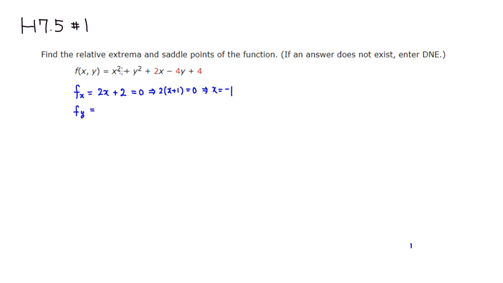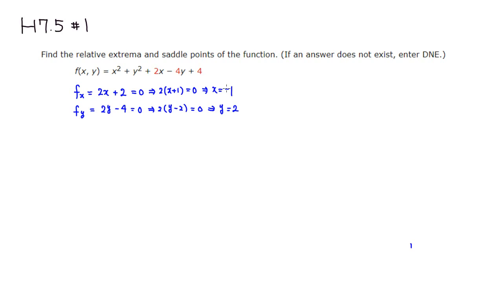The partial of x squared with respect to y is 0, and the partial of y squared with respect to y is 2y. The partial of 2x is 0, the partial of negative 4y is negative 4, and the partial of 4 is 0. We set that equal to 0 and pull out 2, so you have y minus 2 equal to 0, which gives us y equals 2. So the critical point is negative 1, comma 2.